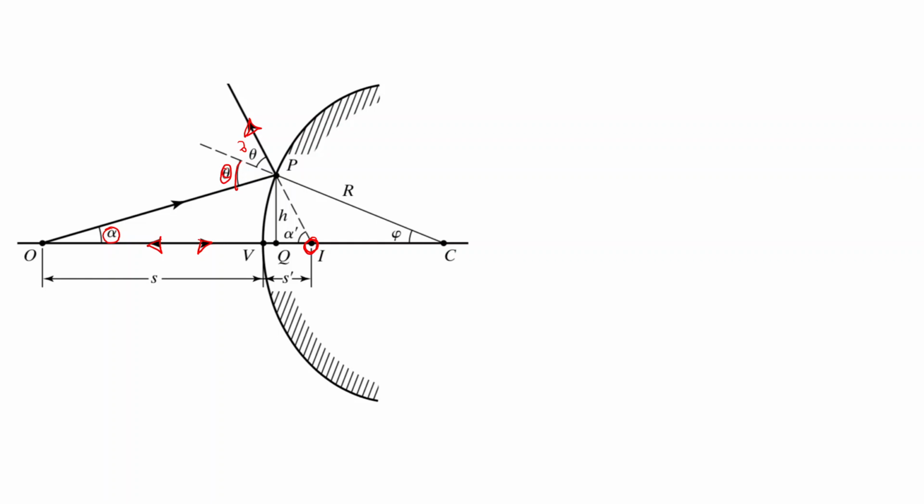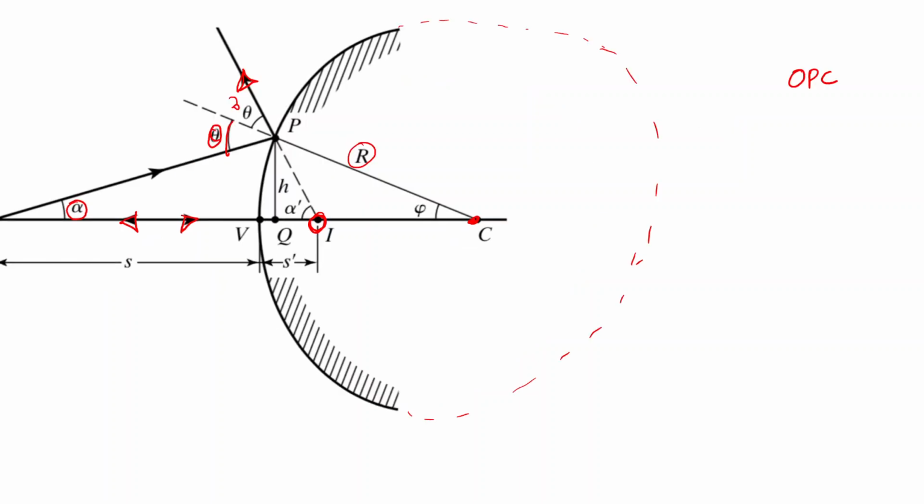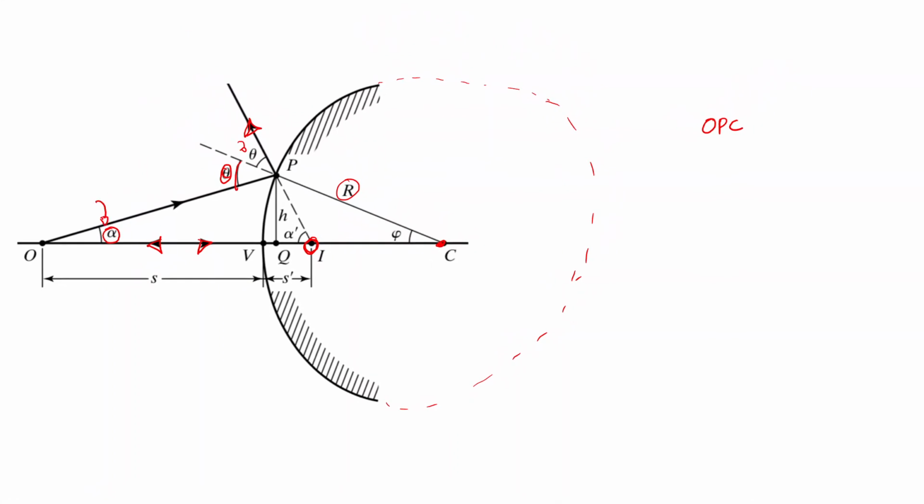We can extend out this radius of curvature to the center of the mirror, right? I can think of this as a sphere, and that's the center, and that's the radius of curvature between point P and point C. Now let's look at triangle OPC. You see that one of the angles is alpha in triangle OPC, another angle is phi, and let's call this angle y.